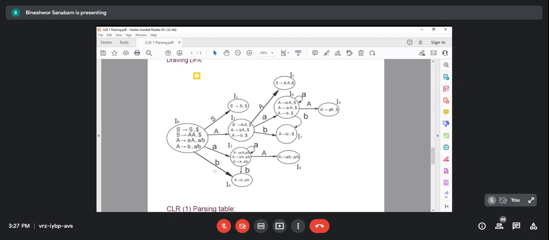Then we have with b, so it will be A implies b dot, comma, a or b is our look ahead. Okay, so this is our I4. Then from here it keeps going on as it was the same with the previous cases. Just see this one for a while and see whether you can understand it or not. If not, let's discuss again.